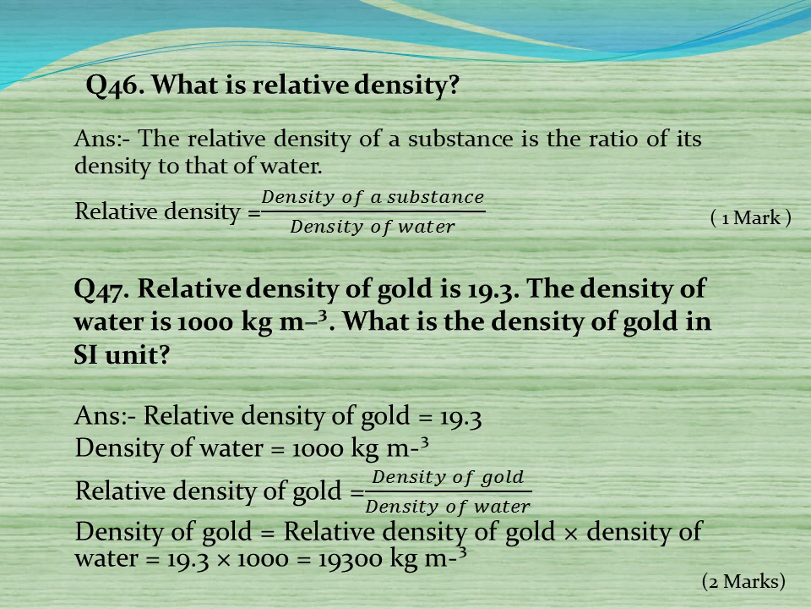Question number 47. Relative density of gold is 19.3. The density of water is 1000 kg per meter cube. What is the density of gold in SI unit? Answer. Relative density of gold equals 19.3. Density of water, 1000 kg per meter cube. Relative density of gold equals density of gold by density of water. So density of gold equals relative density of gold into density of water equals 19.3 into 1000 equals 19,300 kg per meter cube.